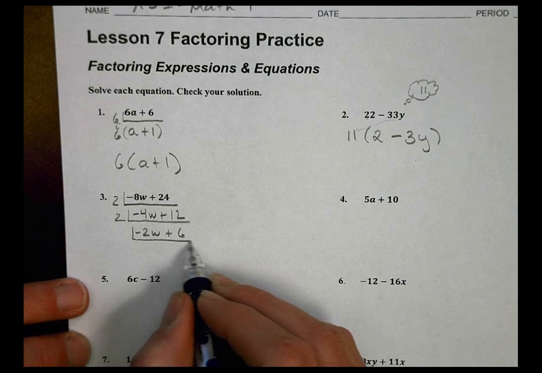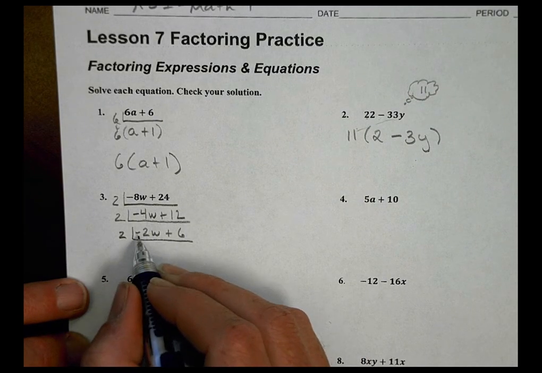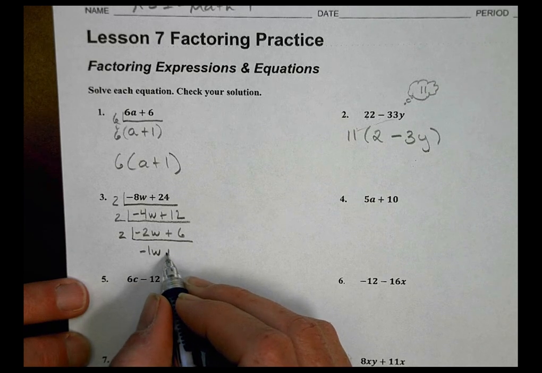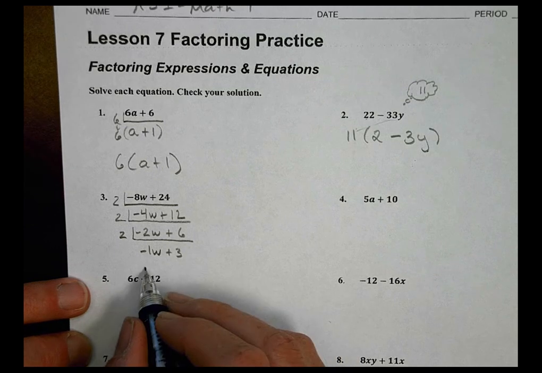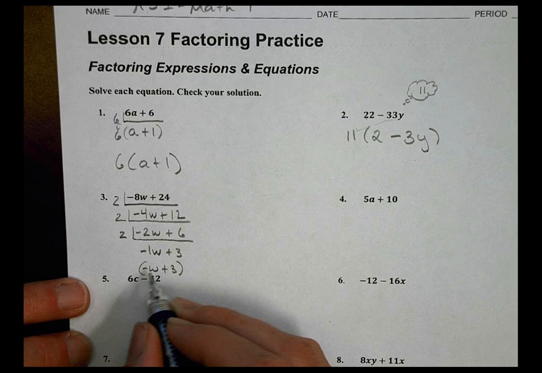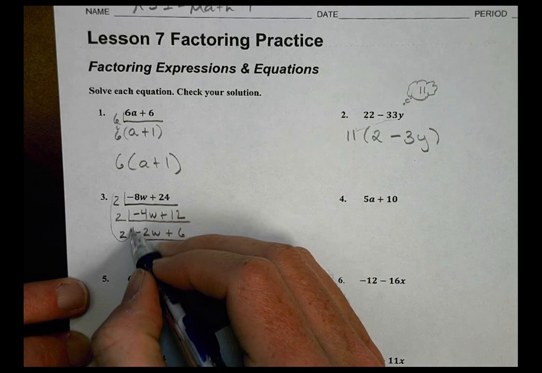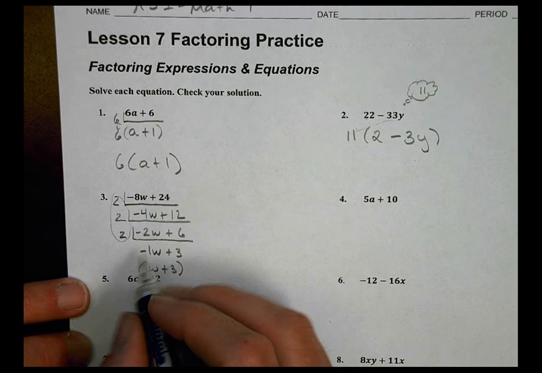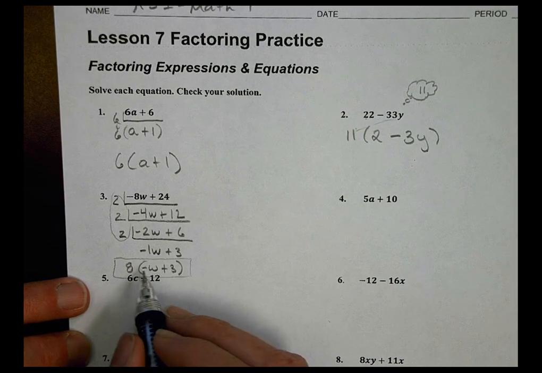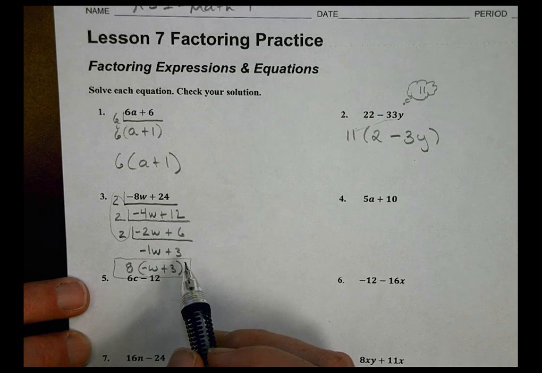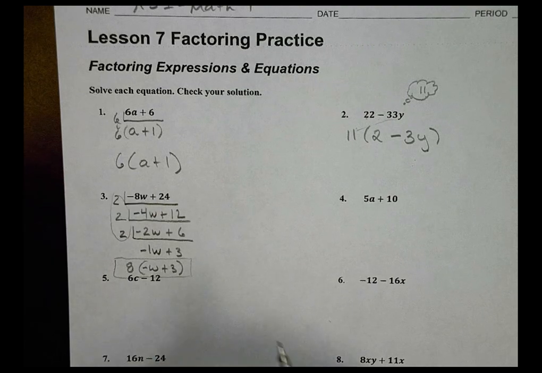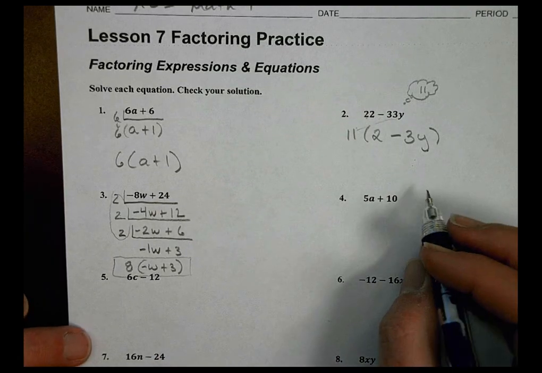I could probably take another 2 out, couldn't I? If I take another 2 out, how many are left? I'm left with negative 1w. How many 2's are in 6? There are 3. So now what I have left is negative w plus 3. This part right here is my parentheses. Then I multiply those together: 2 times 2 is 4, times 2 is 8. So I get 8 times negative w plus 3. If I check with distributing, 8 times negative w is negative 8w, and 8 times 3 is 24. So that works out just fine.